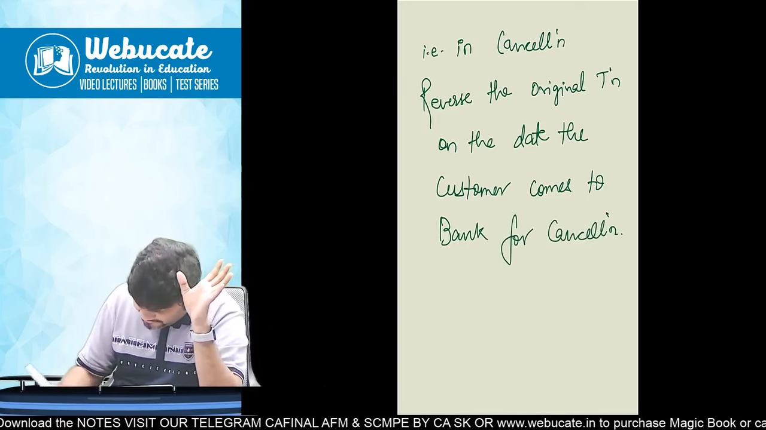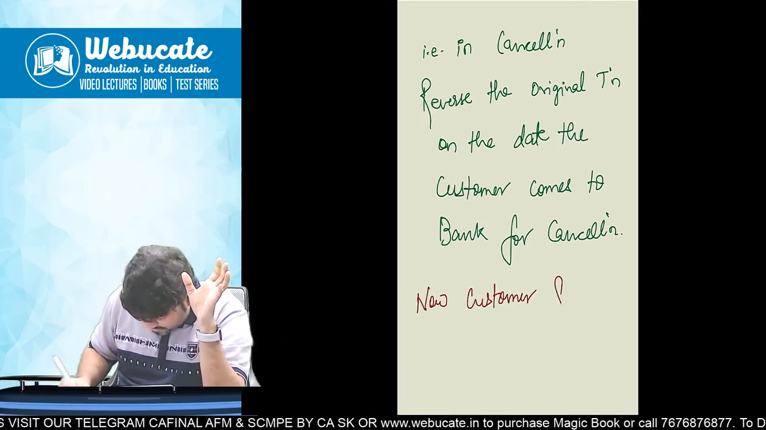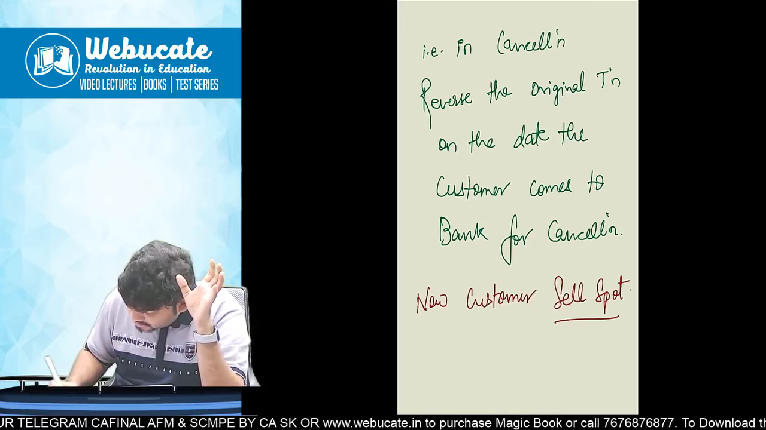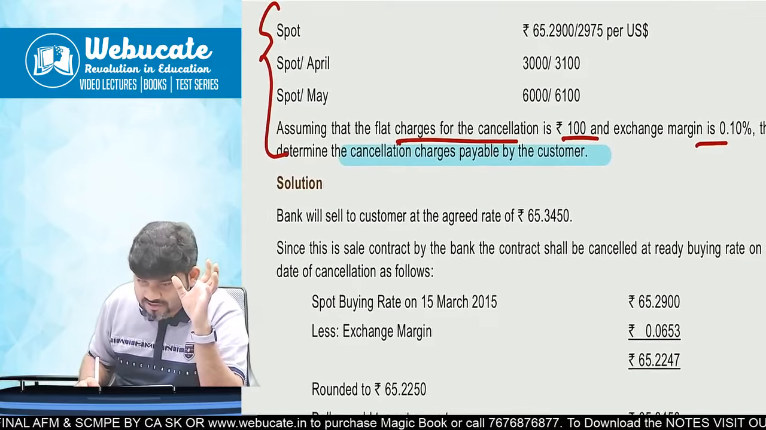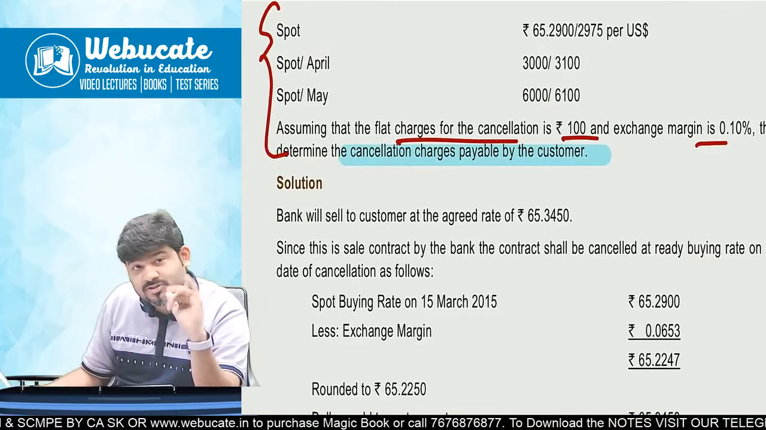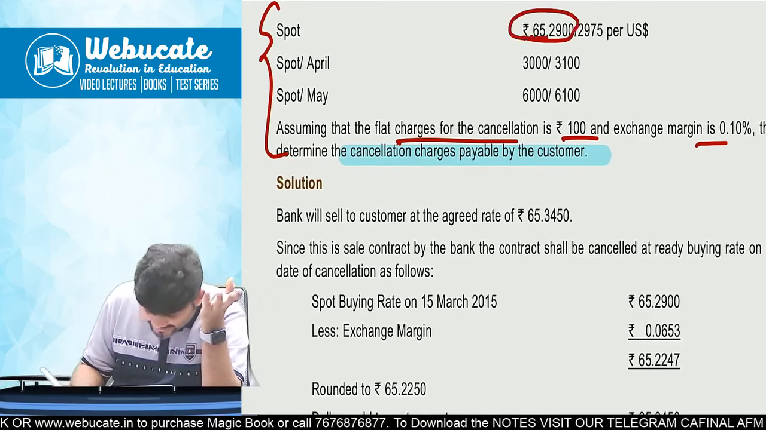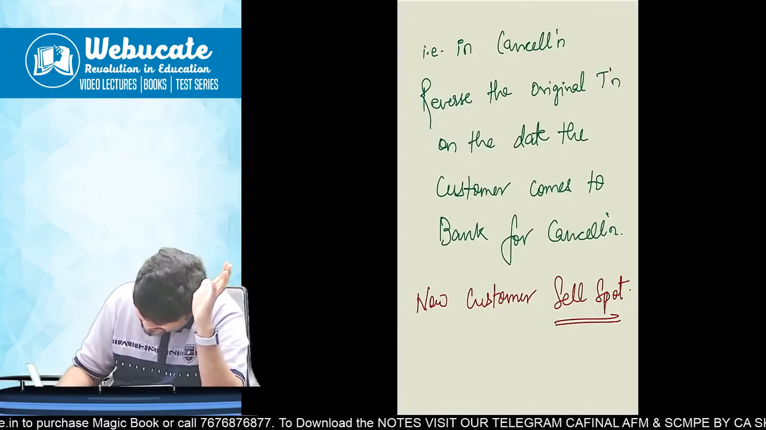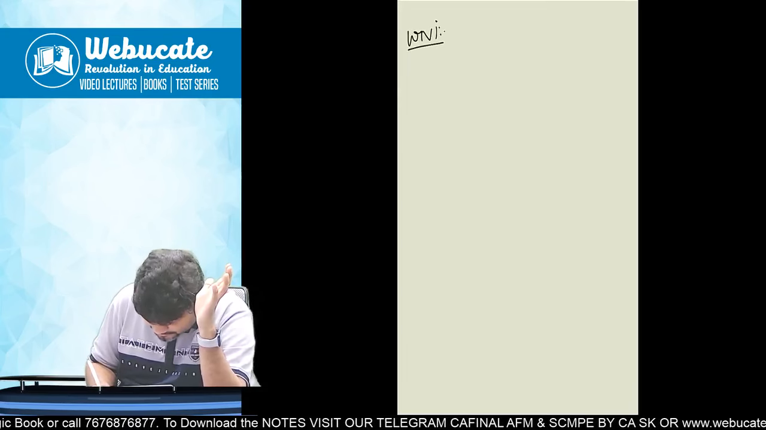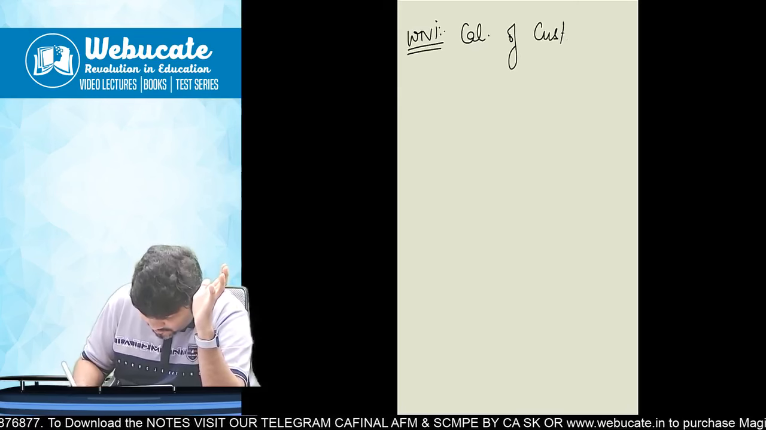So now customer sell spot. Tell me, what is the rate? Customer is going to sell spot, bank is going to purchase. At what rate? At bid rate. Got it, guys? Easy peasy. So therefore, working note: calculation of customer.